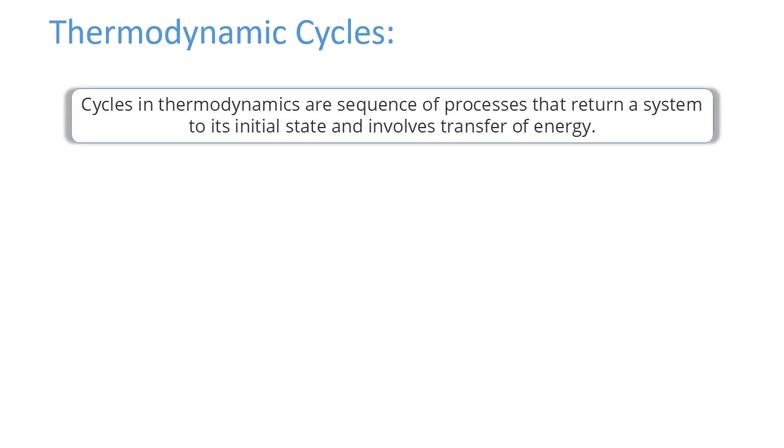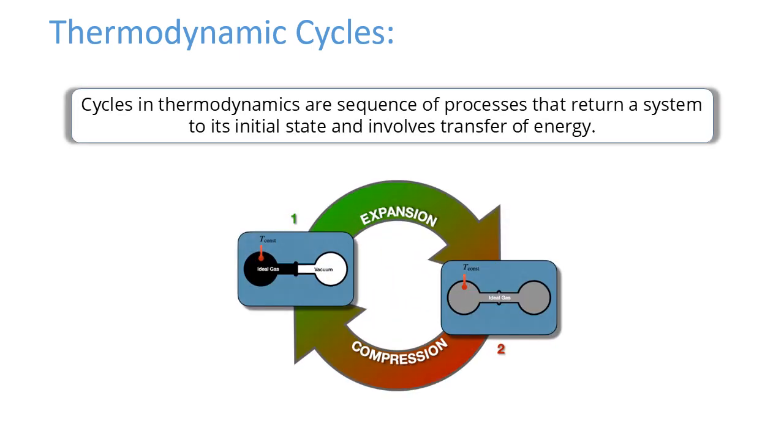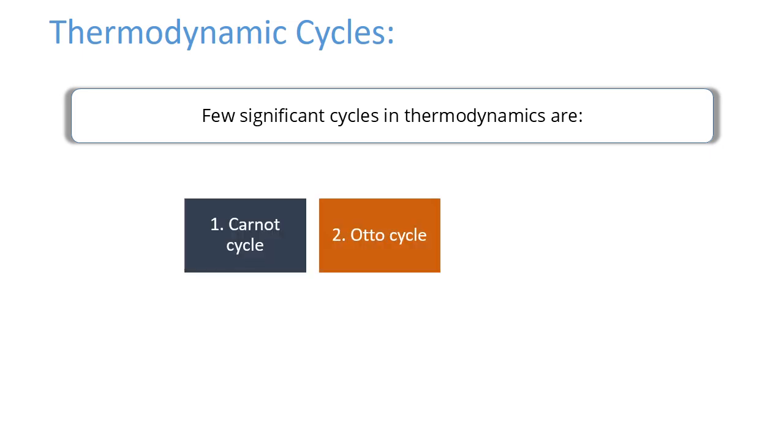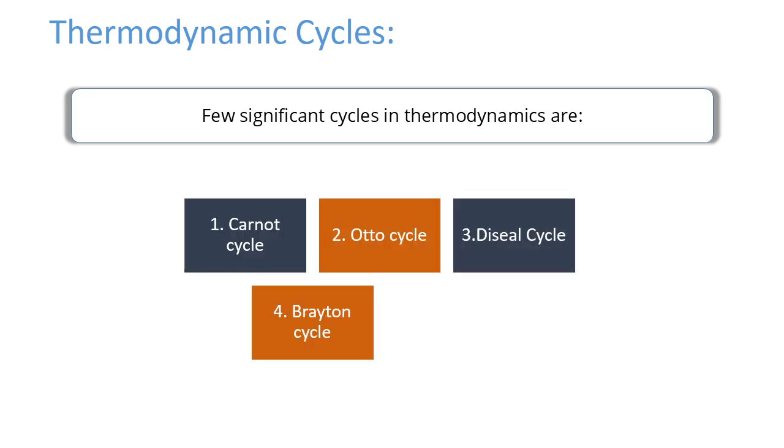Now we will see about thermodynamic cycles. Cycles in thermodynamics are sequences of processes that return a system to its initial state and involve transfer of energy. There are a few significant cycles in thermodynamics which are: first, Carnot cycle; second, Otto cycle; third, Diesel cycle; fourth, Brayton cycle; fifth, refrigeration cycle. First, Carnot cycle.